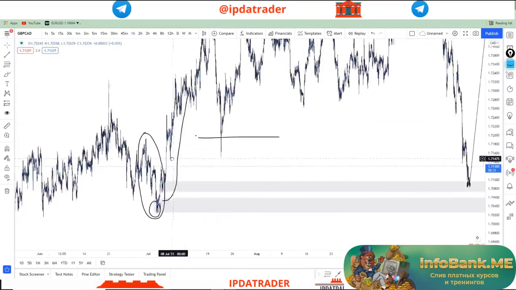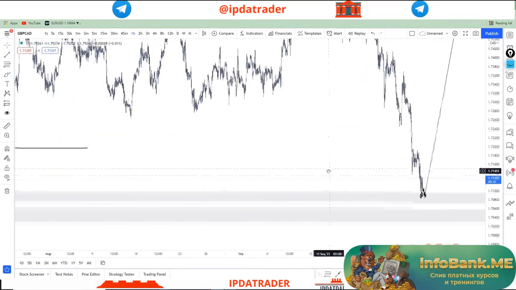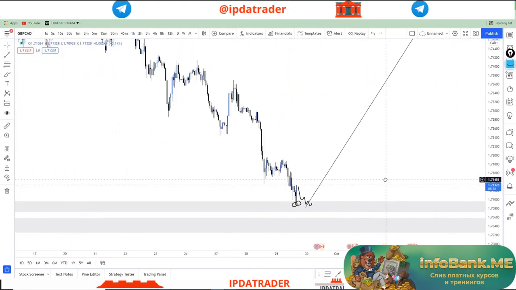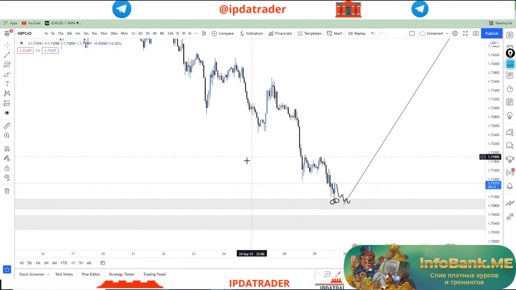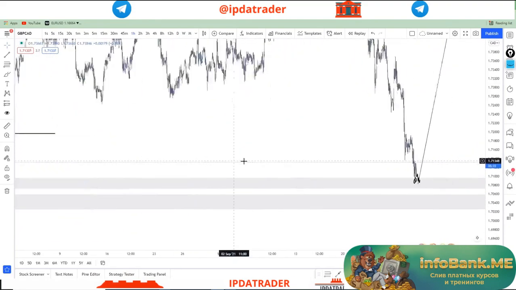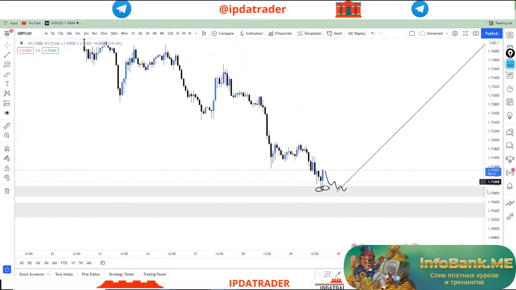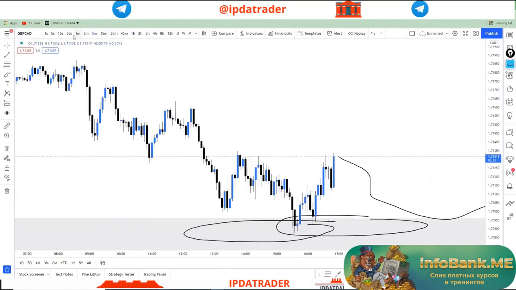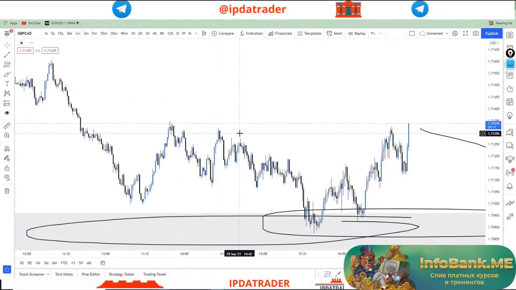So we never know how far they need to mitigate, but as a rule of thumb, you would see most of the time at least a 50% mitigation, because they are going to need some time to close all those positions out. So if we zoom into even lower time frames, maybe even a 5-minute, we can actually see how price is hitting.